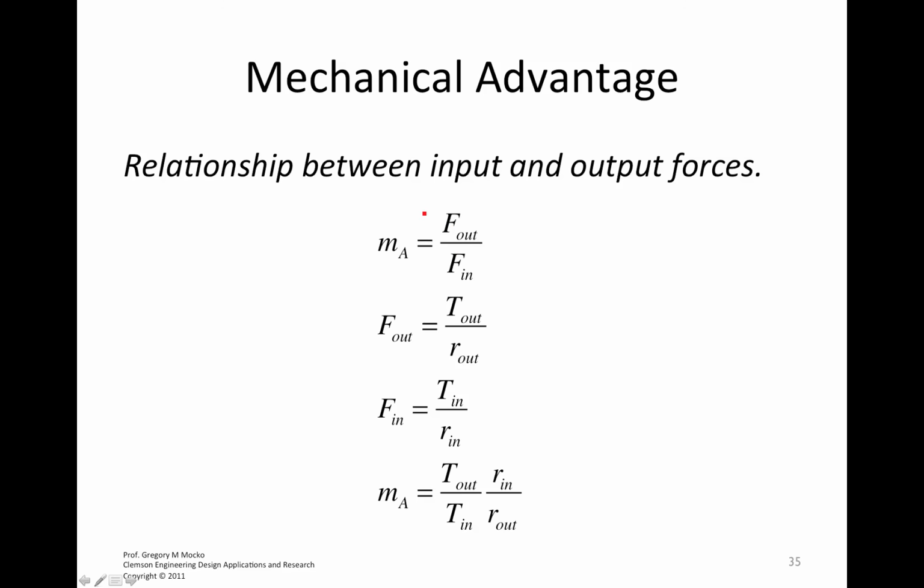Let's talk about mechanical advantage. Again, this is related to transmission angle. Mechanical advantage is output force to input force. Output force is torque of the output over radius of the output, and input force is torque of the input over radius of the input. So we can relate our mechanical advantage to something that looks like torque out divided by torque in times R in over R out. We'd like to maximize this mechanical advantage.